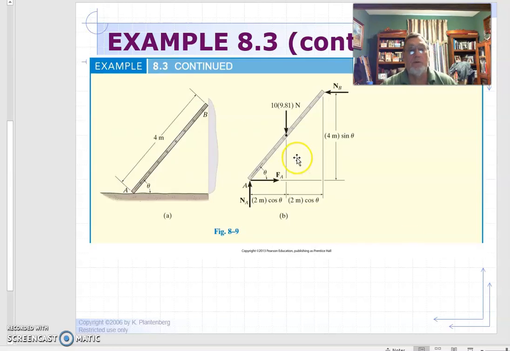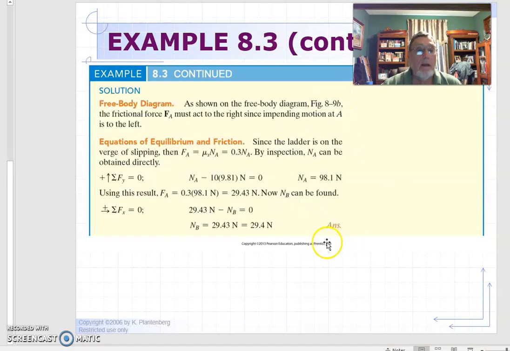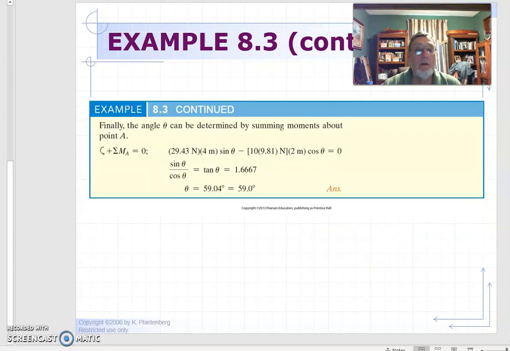Here's another one with a horizontal ladder. You do, again, your normal force and your friction force. And you've got a normal force up here too, so they're different. But you simply sum your forces in your X and your Y. It must act to the right. Impending motion. So the impending motion is about to happen. So let's see how he solves this one. He finds our normal forces. Find the angle by determining the sum of the moments.